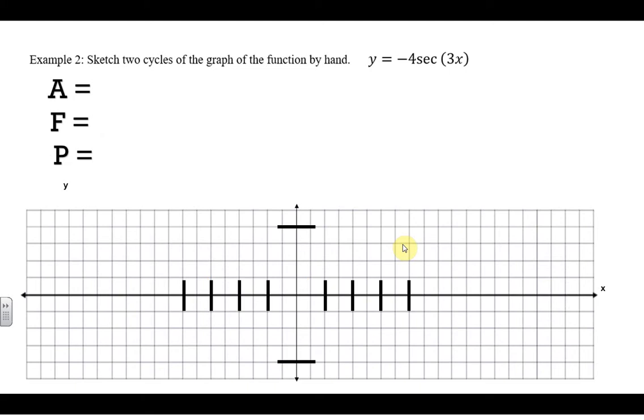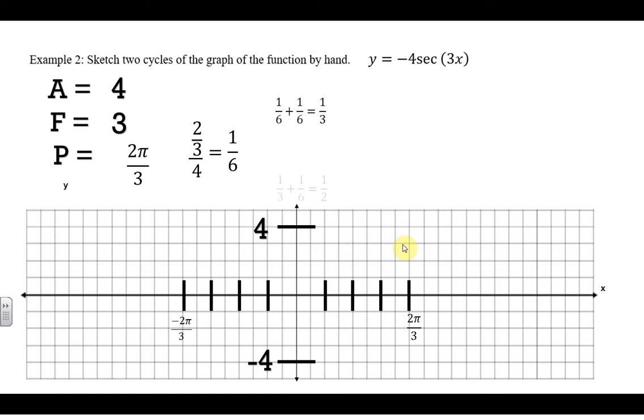To graph secant, you need to graph cosine. Amplitude is 4, not -4. It is a distance, therefore it's positive. Frequency is 3. 2 pi divided by 3 is 2 pi over 3. So we put our beginning, we put our end. Now we divide 2/3 by 4, so we can divide it into our intervals. We get 1 over 6, so that means pi over 6. So each interval is a pi over 6.